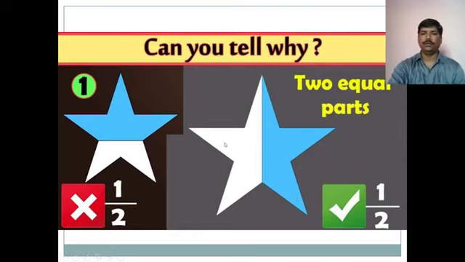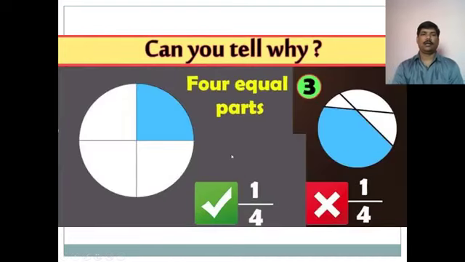Why? Now these two parts are equal. Can you tell why 4 equal parts? In this way also, as you are seeing, here there are 4 parts, but these are not equal. So how do we correct it? We can correct it by dividing into 4 equal parts.